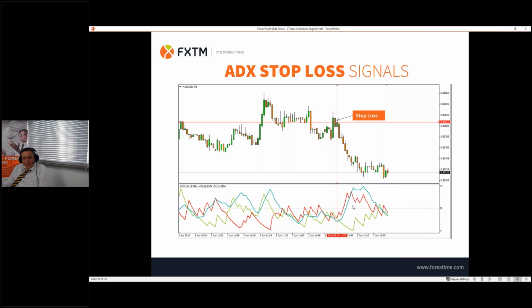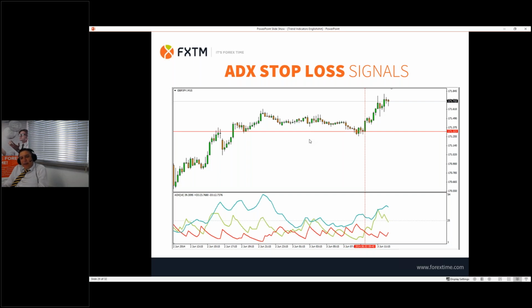One more time, there is a crossing between the red line and the green line here. And this is a sell signal because the red line crossed above. If we attach a vertical line, then we identify this candlestick. The high of this candlestick will be our stop loss. All right?